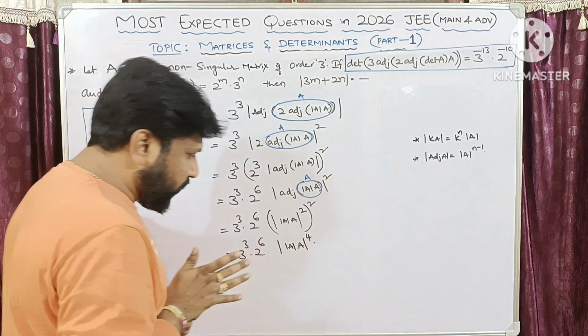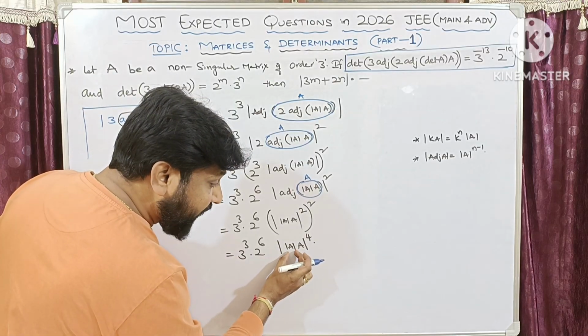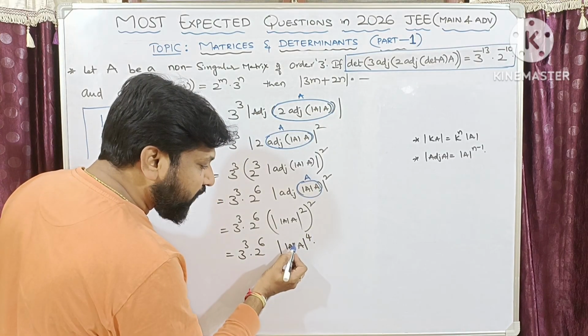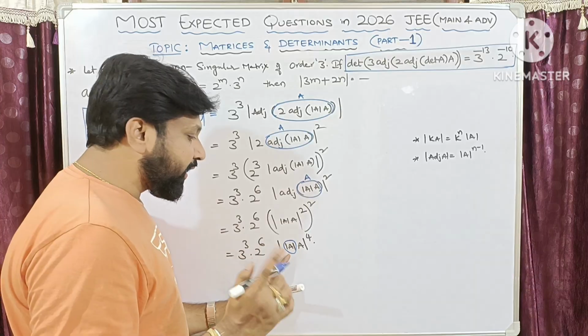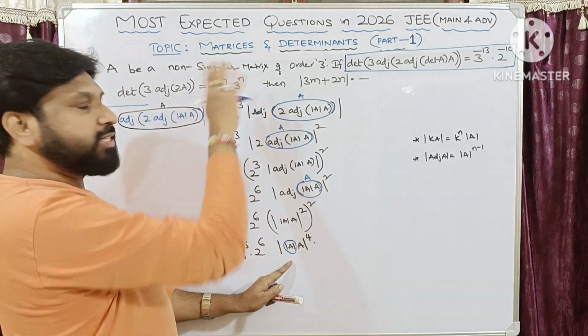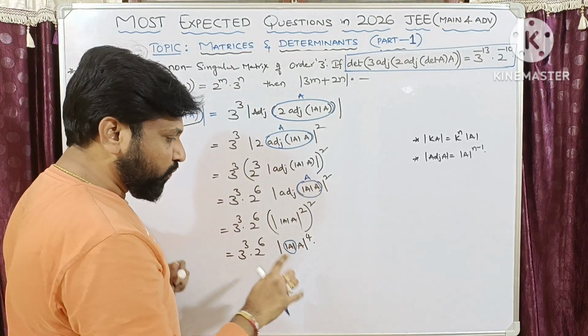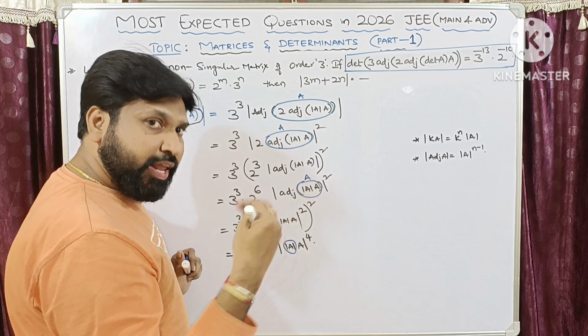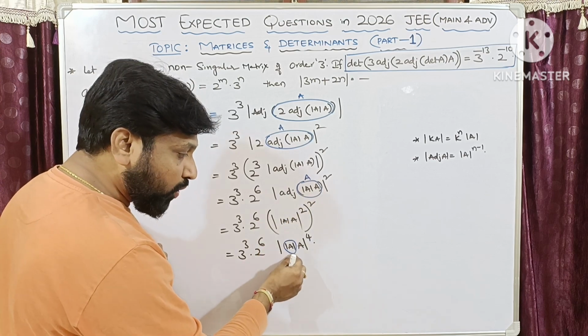This part is very, very important. Look at it carefully. So determinant of (det A) whole power 4. Here det A is the determinant of matrix A. It is given that it is a non-singular matrix, which is mandatory, so it is not equal to 0. If you simplify the determinant of any matrix, it gives a constant times det A.